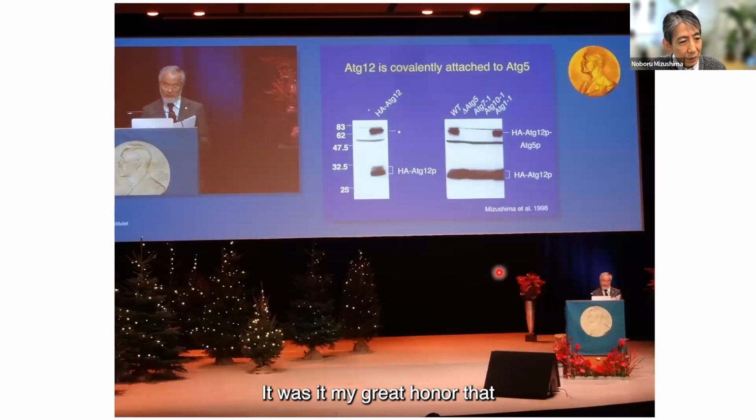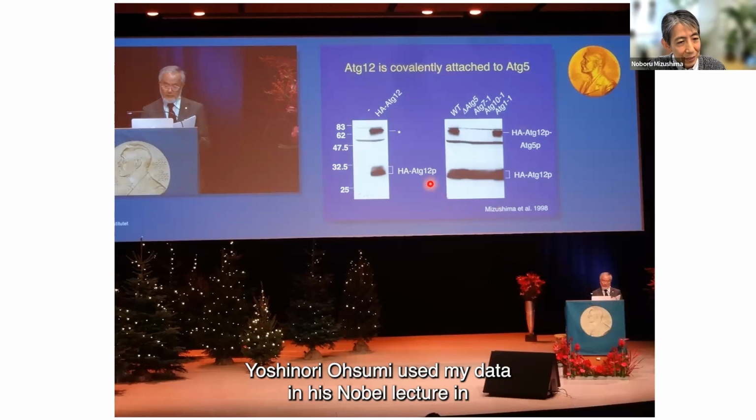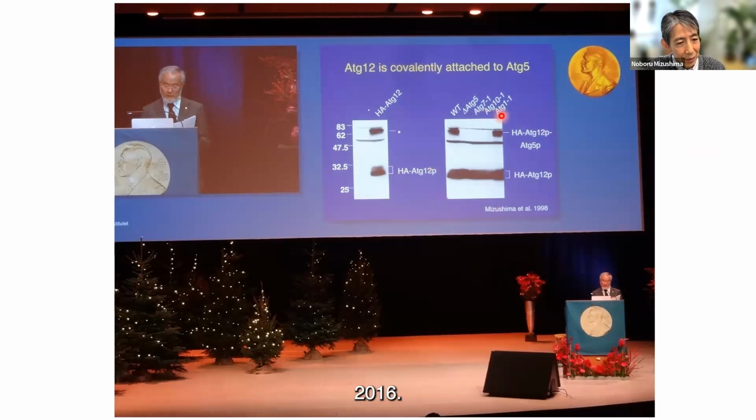And it was my great honor that Yoshinori Osumi used my data in his Nobel lecture in 2016. So I did this Western blotting by myself about 25 years ago to show that ATG12 is conjugated to ATG5.